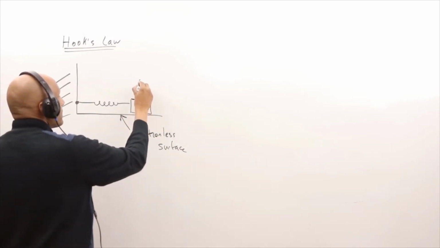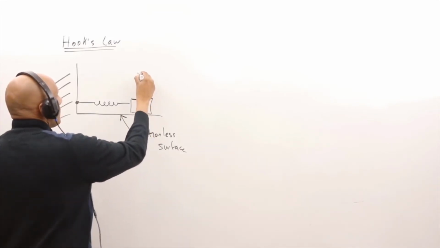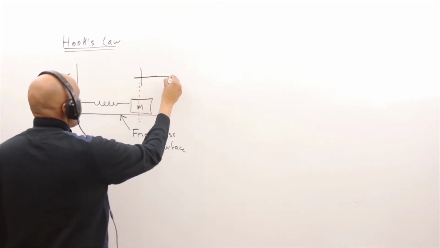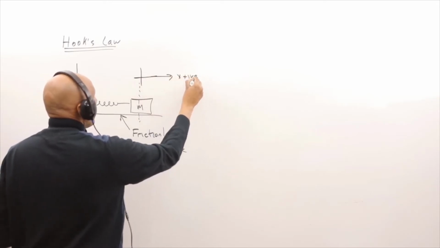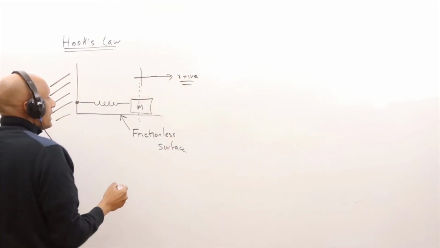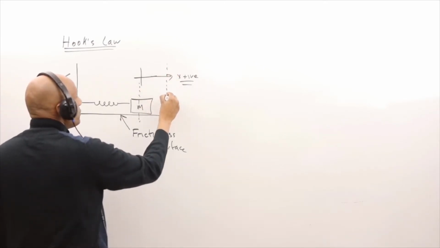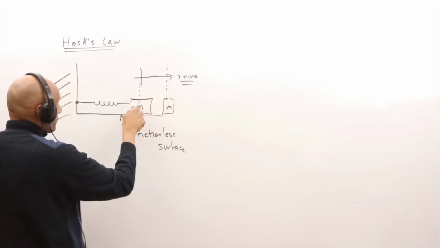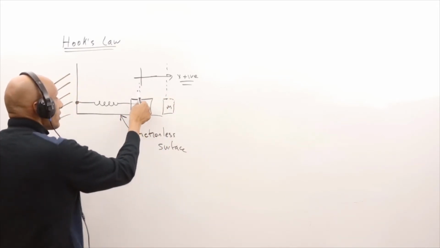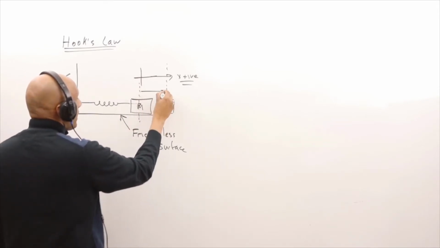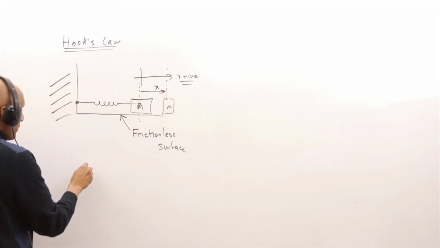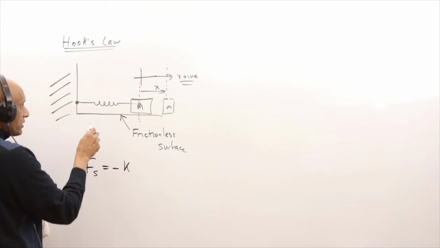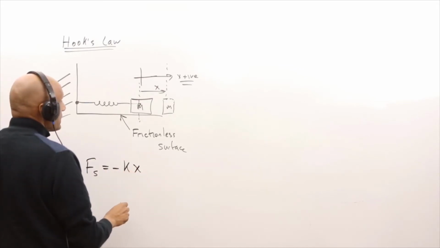But let's assume that the position of this mass is at equilibrium, and this equilibrium point is my origin of my coordinate system. So here's my coordinate system, and I'll assume that x is positive going to the right hand side. And basically Hooke's law says that if I pull and stretch the spring by a certain amount x, then the restoring force of the spring is given by a constant that is intrinsic to the spring times x, the displacement from equilibrium.